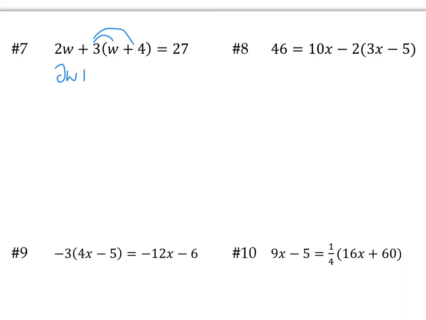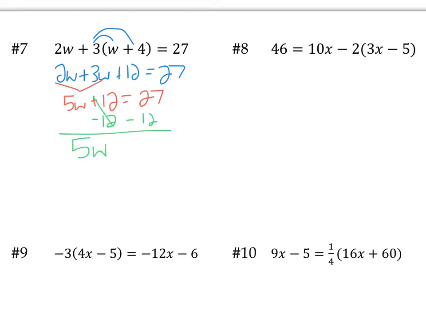We'll get 2w plus 3w plus 12 equals 27. Now we can combine these two like terms here. 2w and 3w is 5w plus 12 equals 27. Now we can look at using our inverse operations. Now it should look a lot like the equations we saw previously. And that's what happens a lot of times. When you simplify these equations down, they start to look more and more like ones you've already solved. Okay? So we get 5w equals 27 minus 12 is 15. And now if I divide on both sides by 5, I get w equals 3.